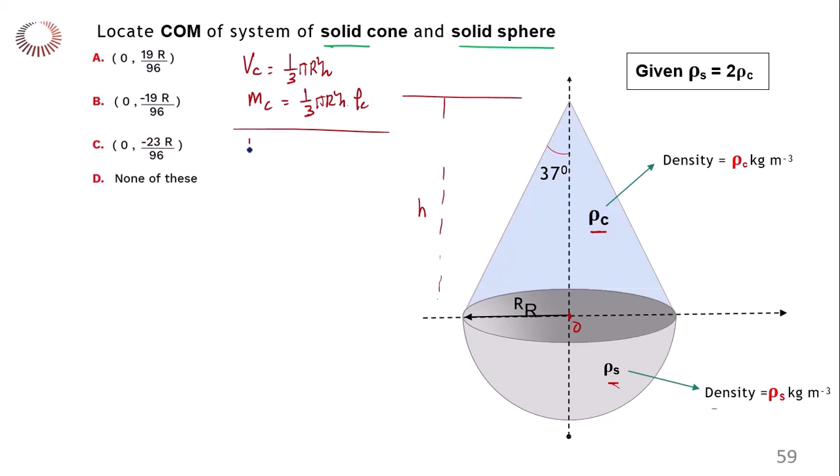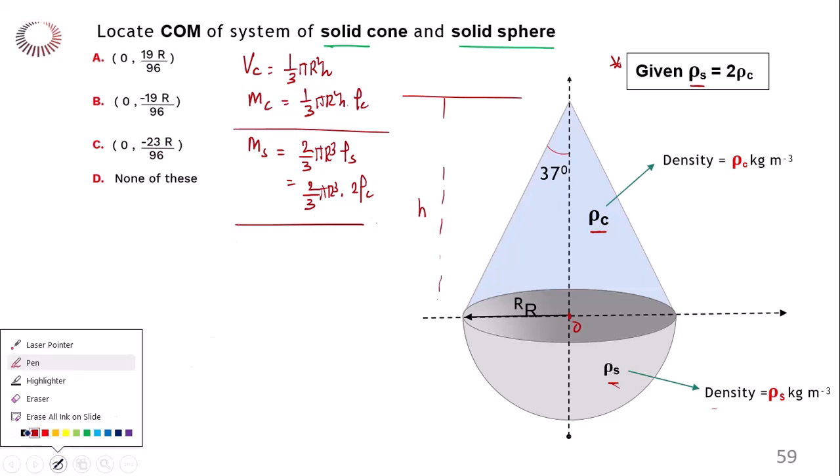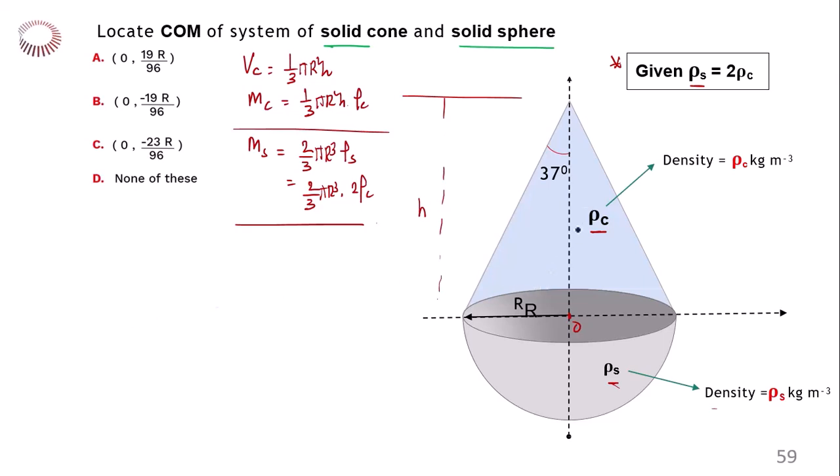Now similarly, the mass of the cylinder, the mass of the sphere. The mass of the sphere is 2 by 3 pi r cube into rho s. Now in the question it is given that rho s is 2 rho c. So put in 2 rho c, 2 by 3 pi r cube into 2 rho c. So this is the ms number. Once I calculate these two masses, now I can find the coordinate of the center of mass.